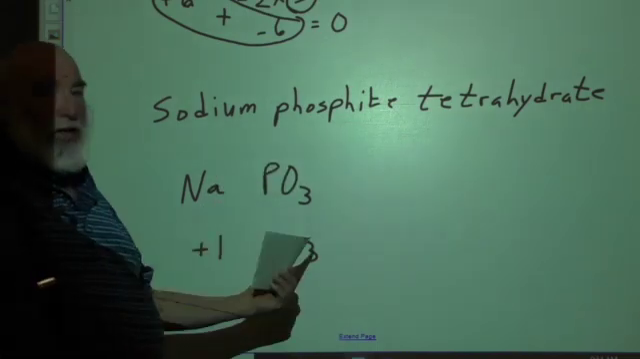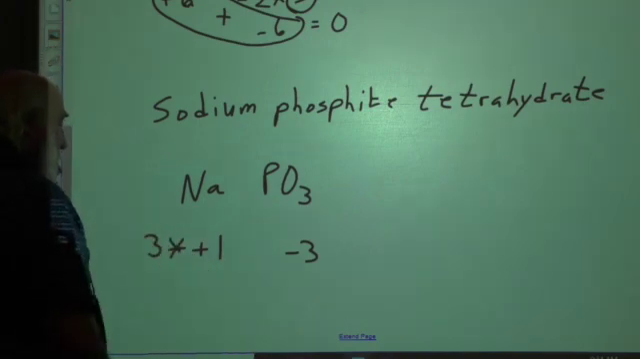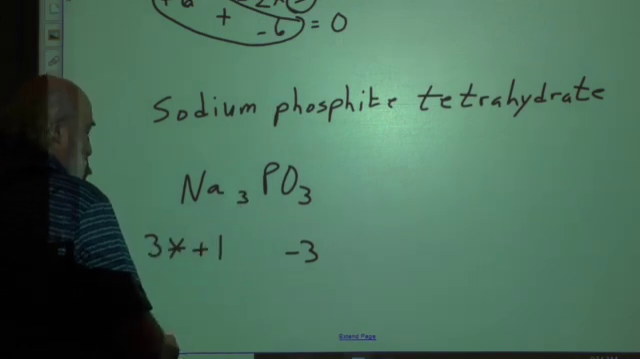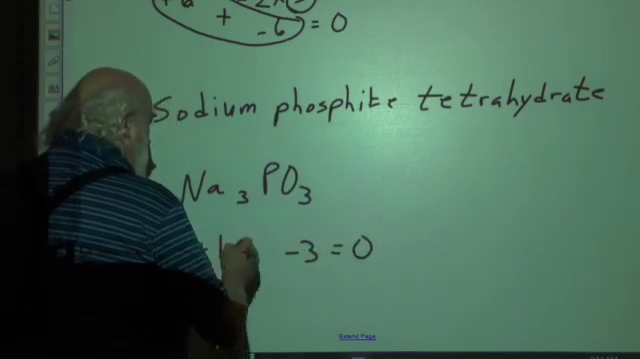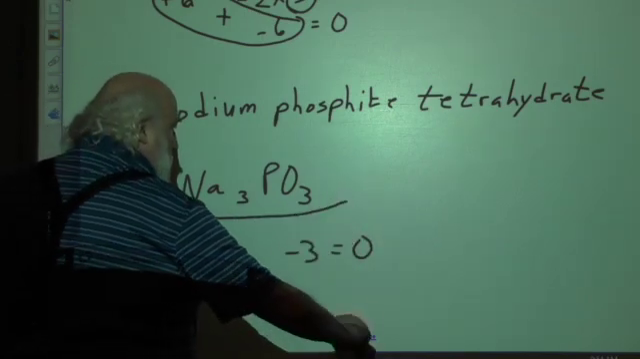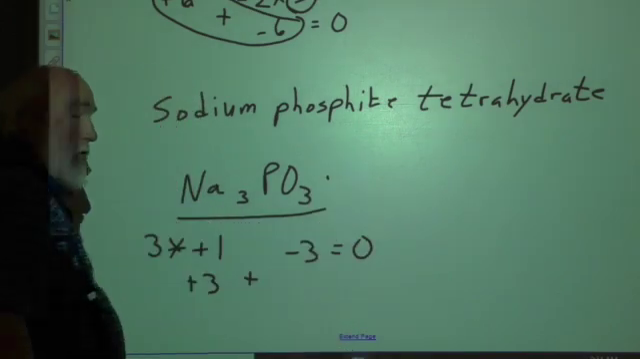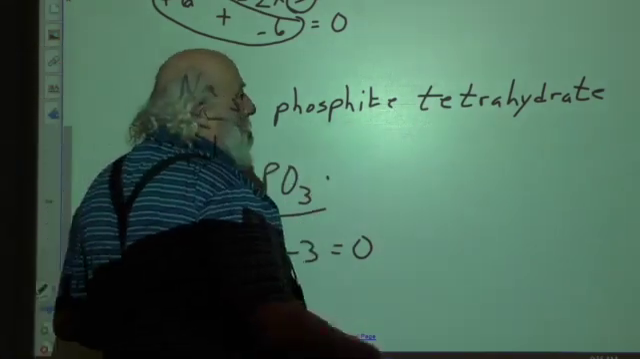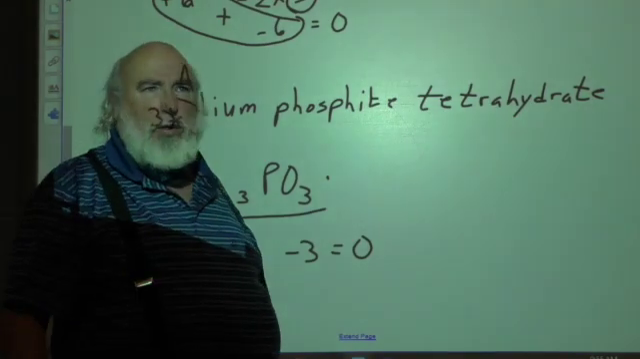And again, we want these to add up to 0. In order for that to happen, we have to multiply sodium by 3, which means we have to have 3 of these right here. That's +3 plus -3 equals 0. This is the formula of the anhydrate. Now we're going to hydrate it. Put a dot there. Tetra means 4.